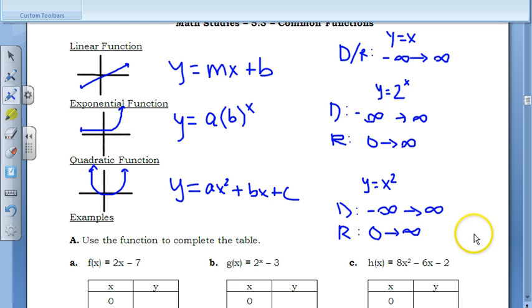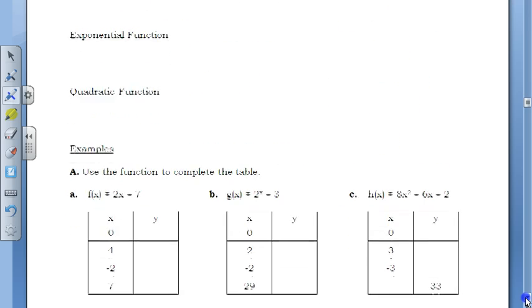Again, those values can change if we translate the functions, because I can take a parabola and slide it a couple units up or a couple units down. I can reflect it, but the basic functions would be those. So we can use function notation with these three different functions, and we can evaluate and solve with those.